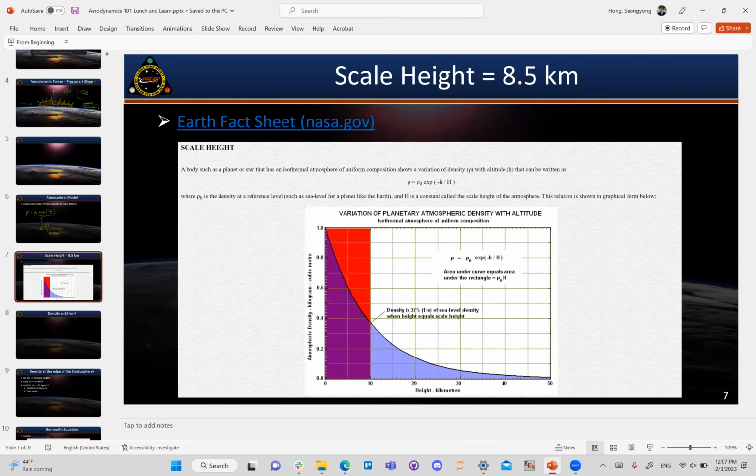The reason we define it this way is, well, here. Like I said, scale height is 8.5 kilometers, and this is not pressure, this is actually density, rho. You can see that around where the scale height is, this website says 10 kilometers, I'm going to say 8.5.